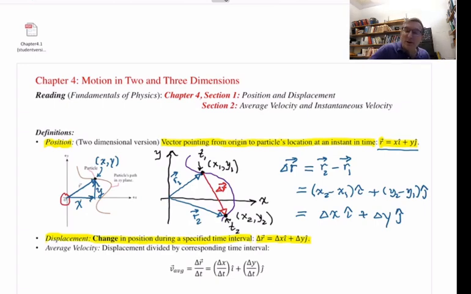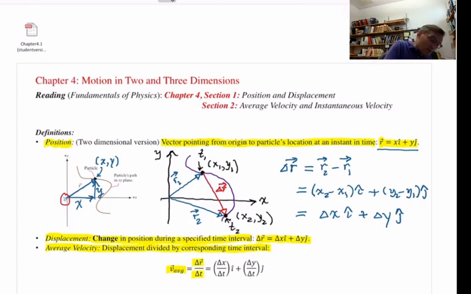Another quantity we defined in Chapter 2 after displacement was average velocity. So let's do that now for two dimensions. Average velocity is the same definition it was in Chapter 2: displacement divided by the corresponding time interval. But now we just have more complicated notation. V average arrow, and now you must draw the arrow on top of the V average, is delta r arrow divided by delta t. Displacement vector divided by the corresponding time interval.